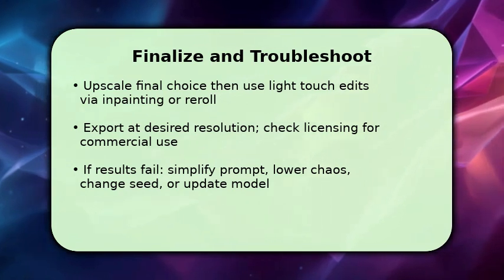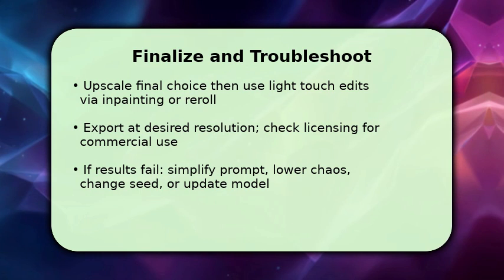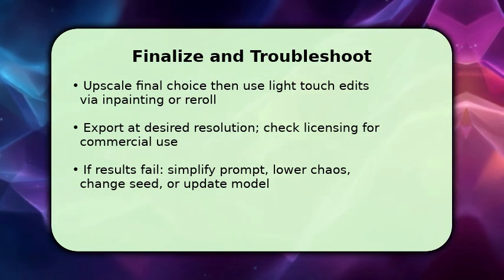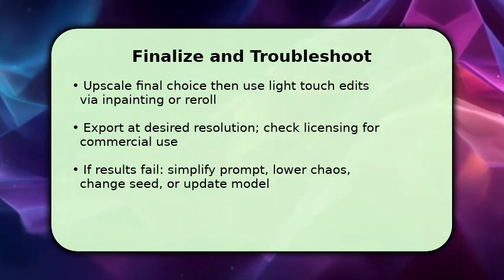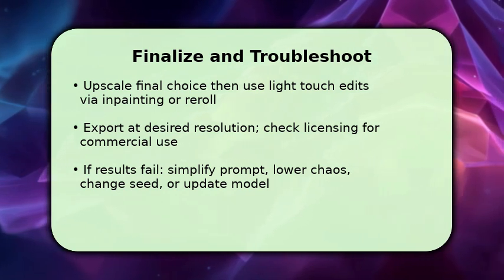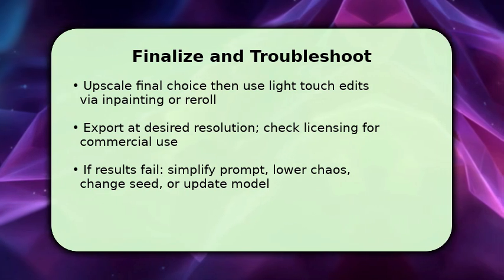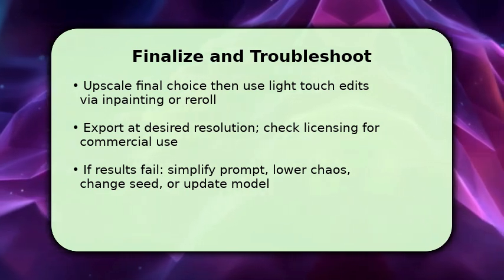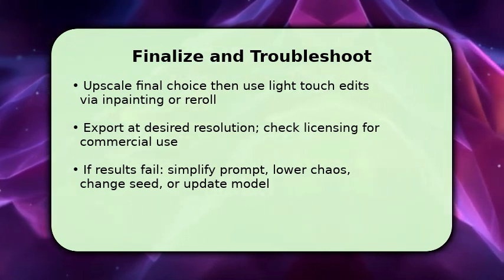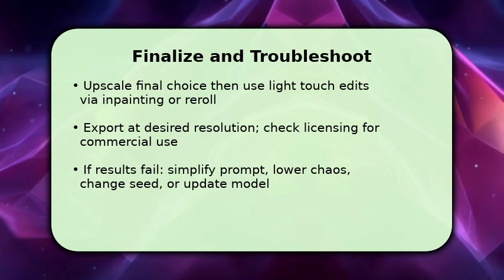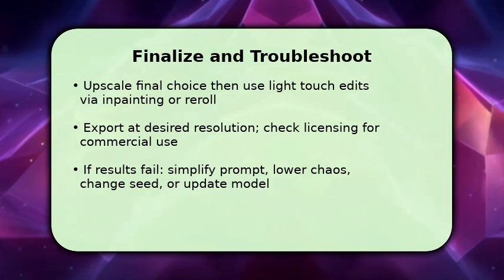Once done, you can perform small in-paint edits or reroll variations to fix details. Make sure to verify the license if you plan to sell or publish commercially. If the output is off, simplify the prompt and lower chaos to reduce randomness, or switch the seed to get a different composition. These quick steps usually resolve common problems without restarting.